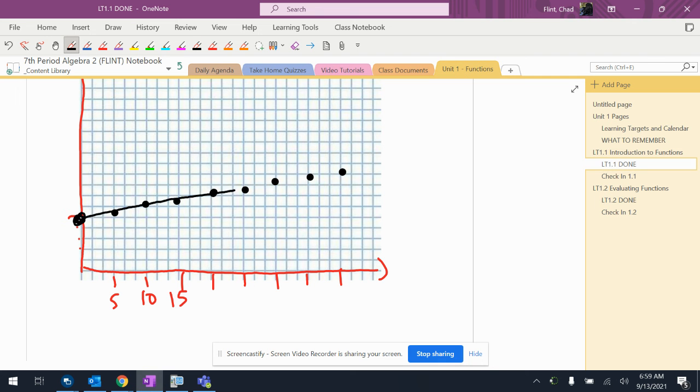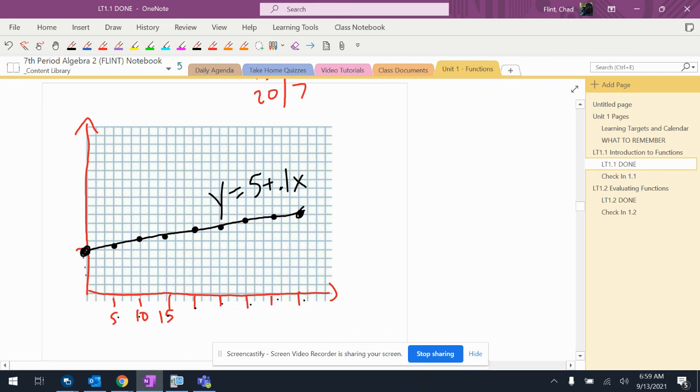So it's going to go like this, and go up. And since we're only supposed to go to 40, we stop right there. 5, 10, 15, 20, 25, 30, 35, 40. And I'm going to label this y equals 5 plus 0.1x. And there is my graph. I should have a Y and an X on there. Please try to keep your Y's and X's on all of these graphs.